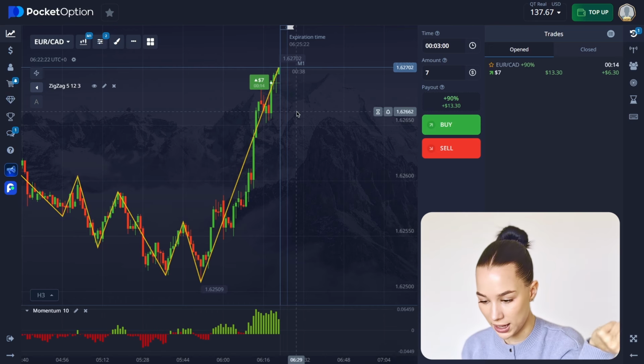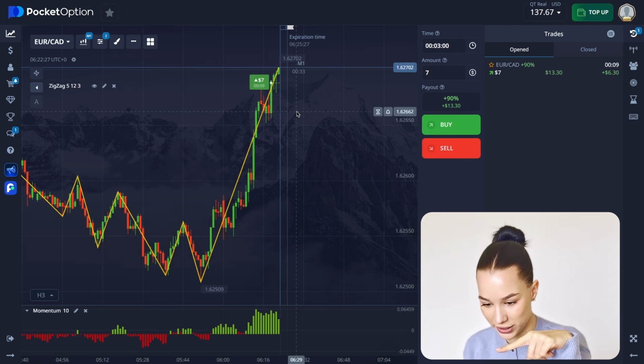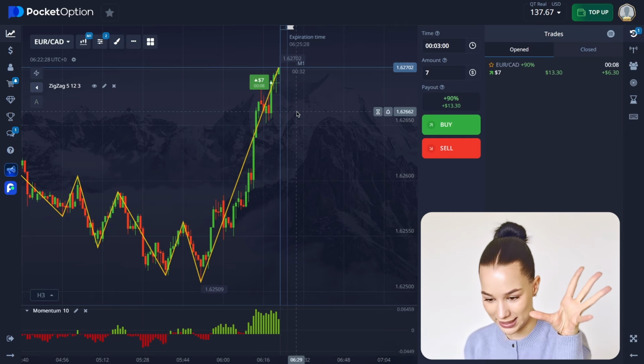So guys, now we have, it's lagging again a little bit, 10 seconds, 9 till the end of the trade. We are in the plus. Everything is good.